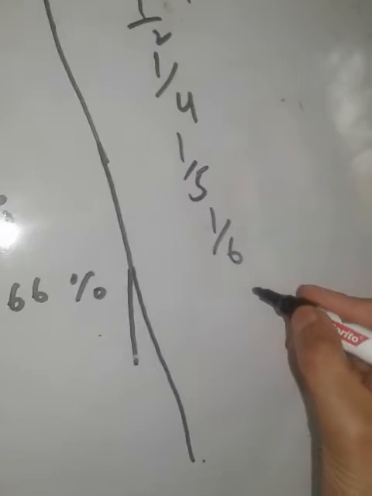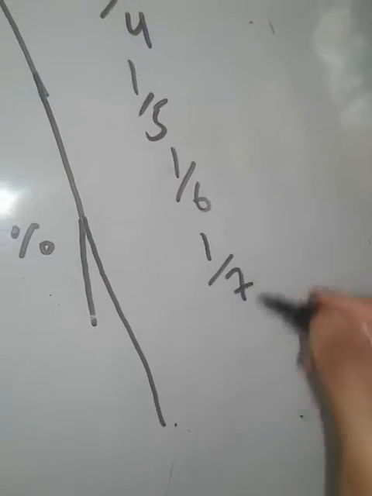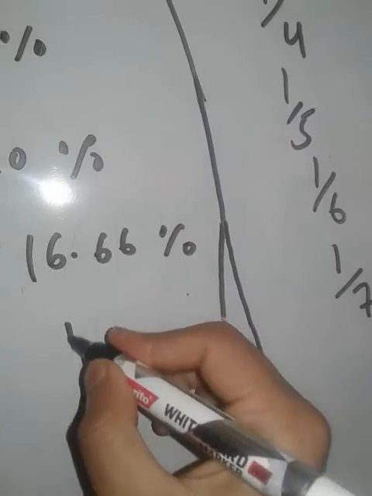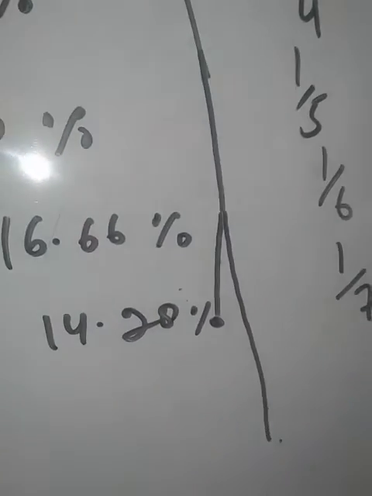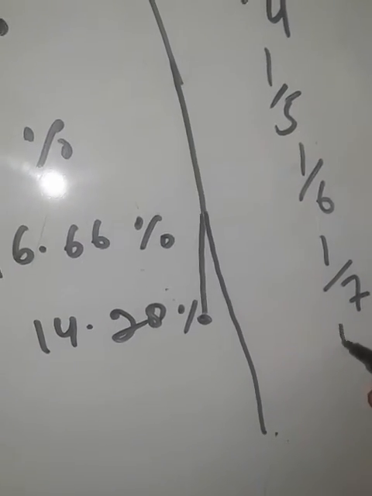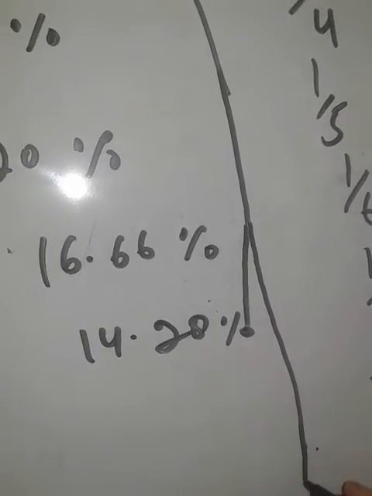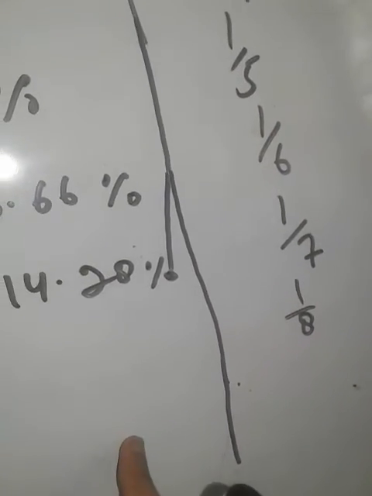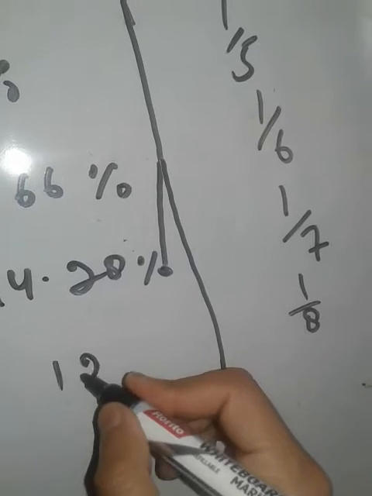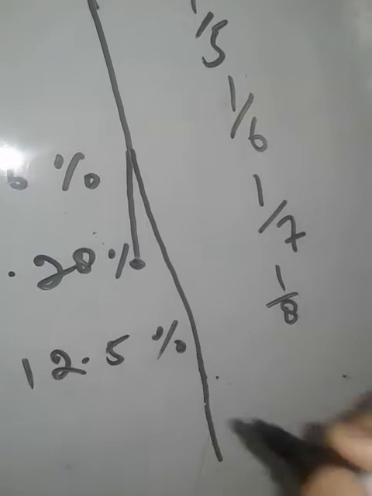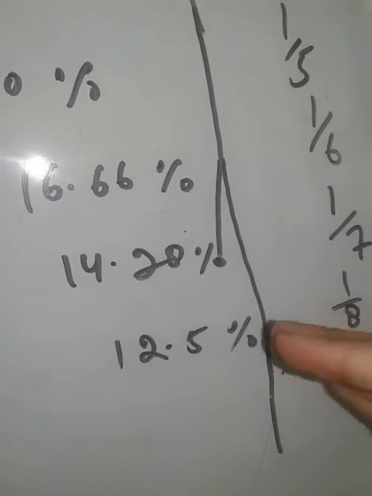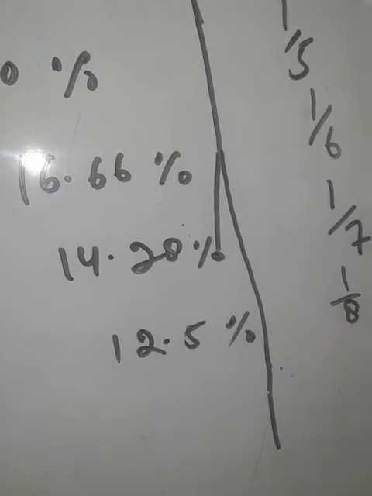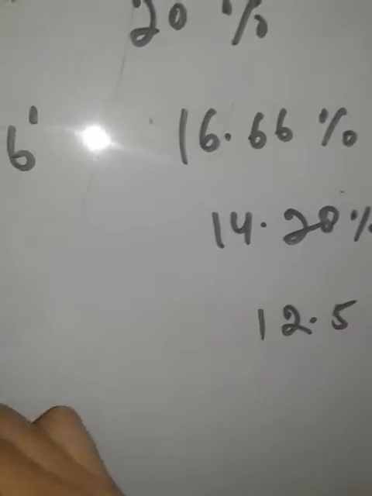Now next is 1 by 7. 1 by 7 is 14.28. We will do all values. Next is 1 by 8. Important, this is frequently used. It is 12.5%. So how can you solve it? If you forget to remember this, just divide 100 by 8, you will get this value.